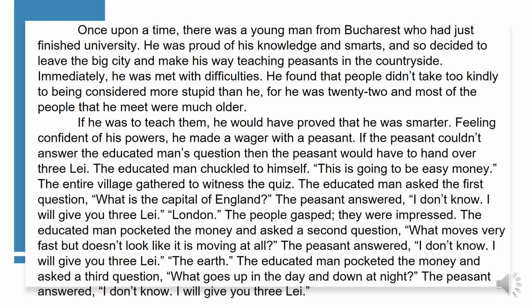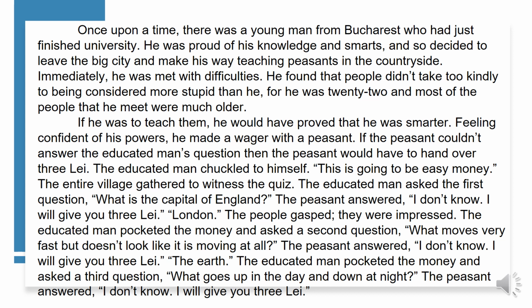Immediately, he was met with difficulties. He found the people didn't take too kindly to being considered more stupid than he. For he was 22, and most of the people that he met were much older. If he was to teach them, he would have to prove that he was smarter. Feeling confident of his powers, he made a wager with the peasant. If the peasant couldn't answer the educated man's question, then the peasant would have to hand over 3 lei.